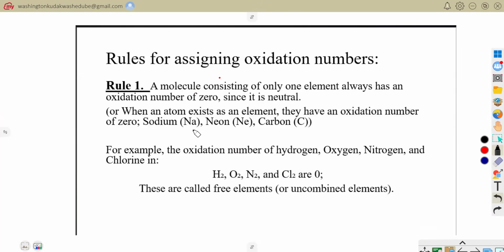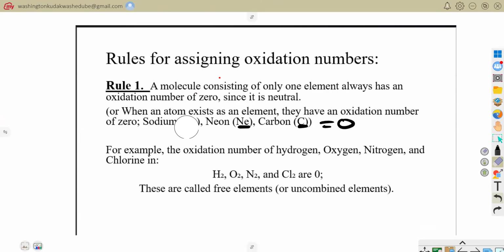For example, let's say that you have sodium as it is like this, or neon, or carbon written like this. You know that the oxidation number here is zero. Or if you have a hydrogen molecule that is composed of two hydrogen atoms, because this molecule is made of the same element, we know that its oxidation state, or its oxidation number, is going to be zero.